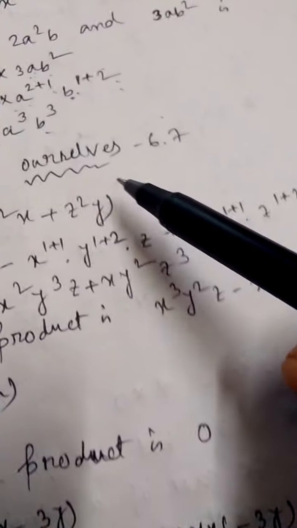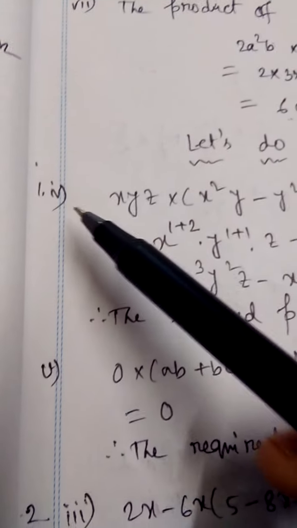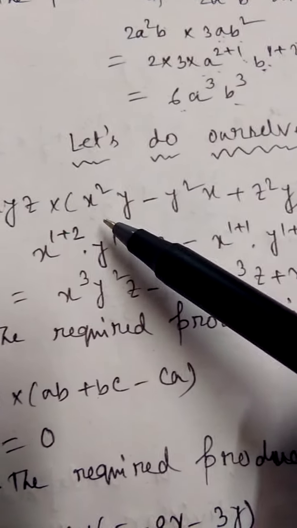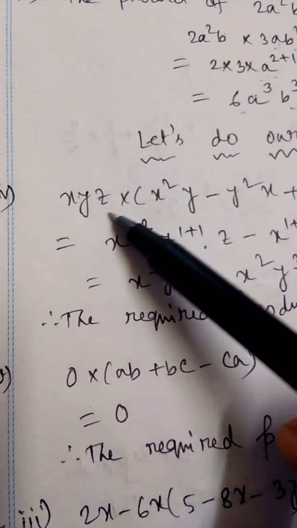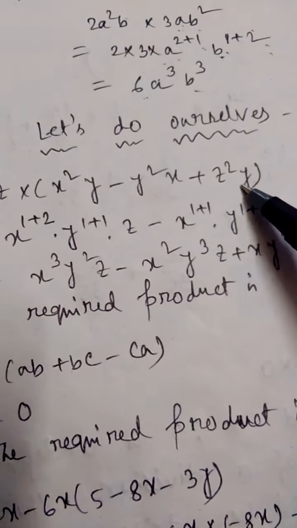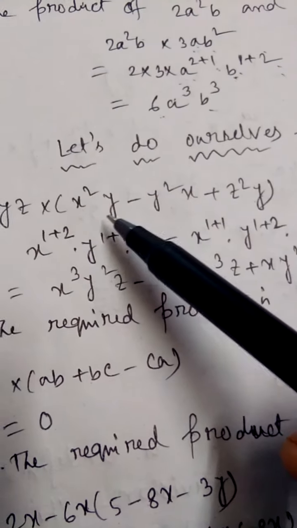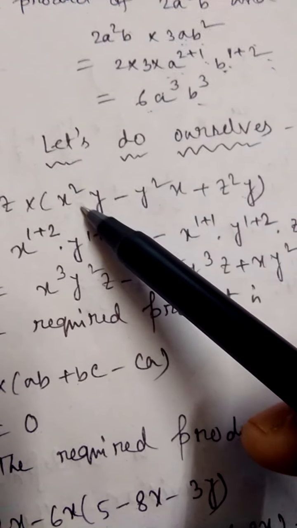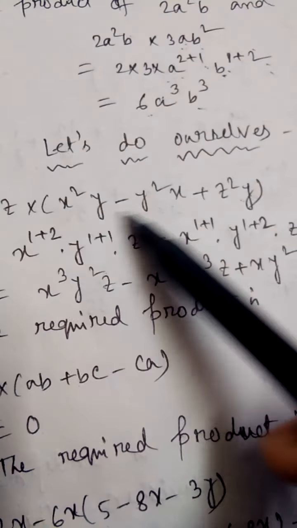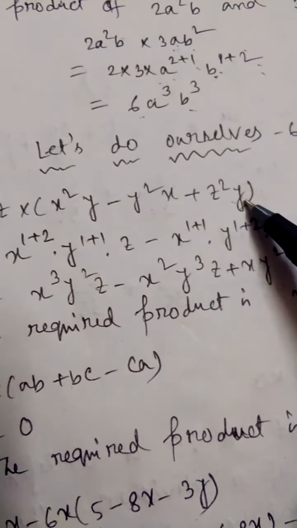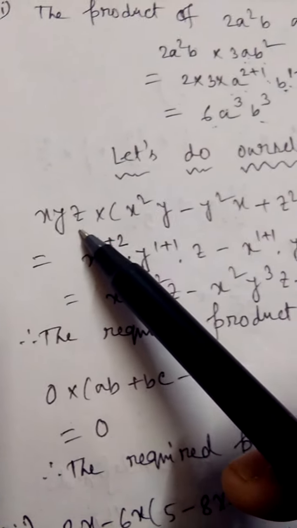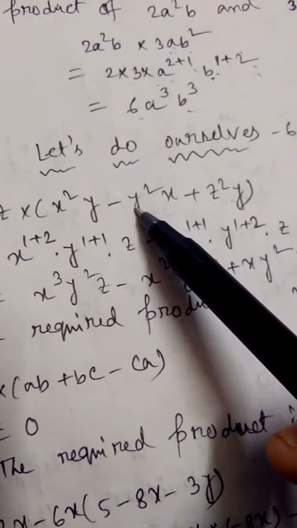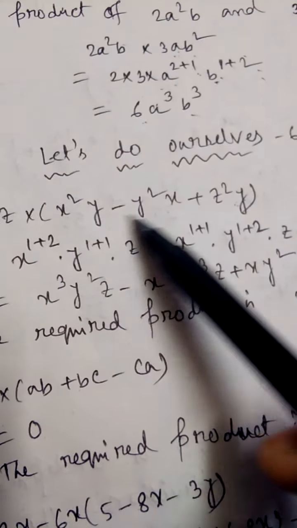Next, let us do Exercise 6.7, problem 1, part 4. xyz into x square y minus y square x plus z square y. In this case, xyz is a monomial, but the other is a polynomial. Here the terms are not 1. There are 3 terms in this algebraic expression, so it is a polynomial, not a monomial. This is a monomial, since a single term is present. But in this expression there are 3 terms, so it is not a monomial but a polynomial.